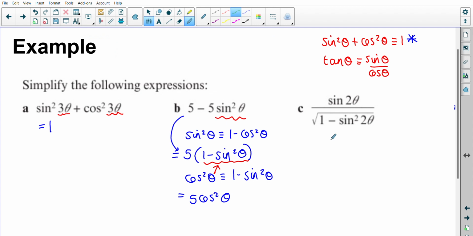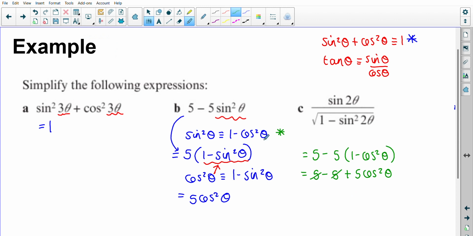Now let's just see if it worked the other way around. So I'll just do it in a different colour. If I was using this, I would have 5 minus 5, 1 minus cos squared theta. That would be 5 minus 5 plus 5 cos squared theta. And those will go, so yeah, I still get the same the other way around. Okay, so 2 options there.